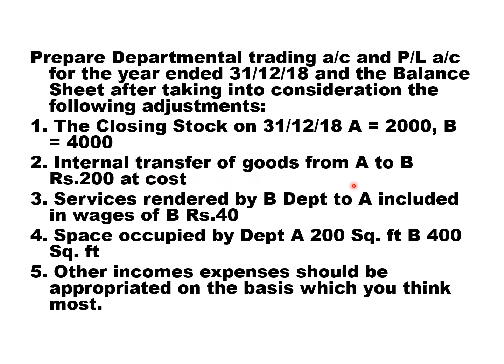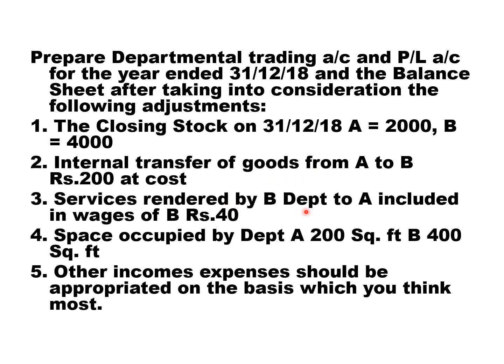Internal transfer of goods from A to B 200 at cost. Since the words at cost are given, you need not calculate unrealized profit. But in the previous problem we calculated it, because they specifically asked you to adjust unrealized profit if any. So here in this question there is no unrealized profit, there is no stock reserve. A is the giver, B is the receiver. So B department debit, A department credit.